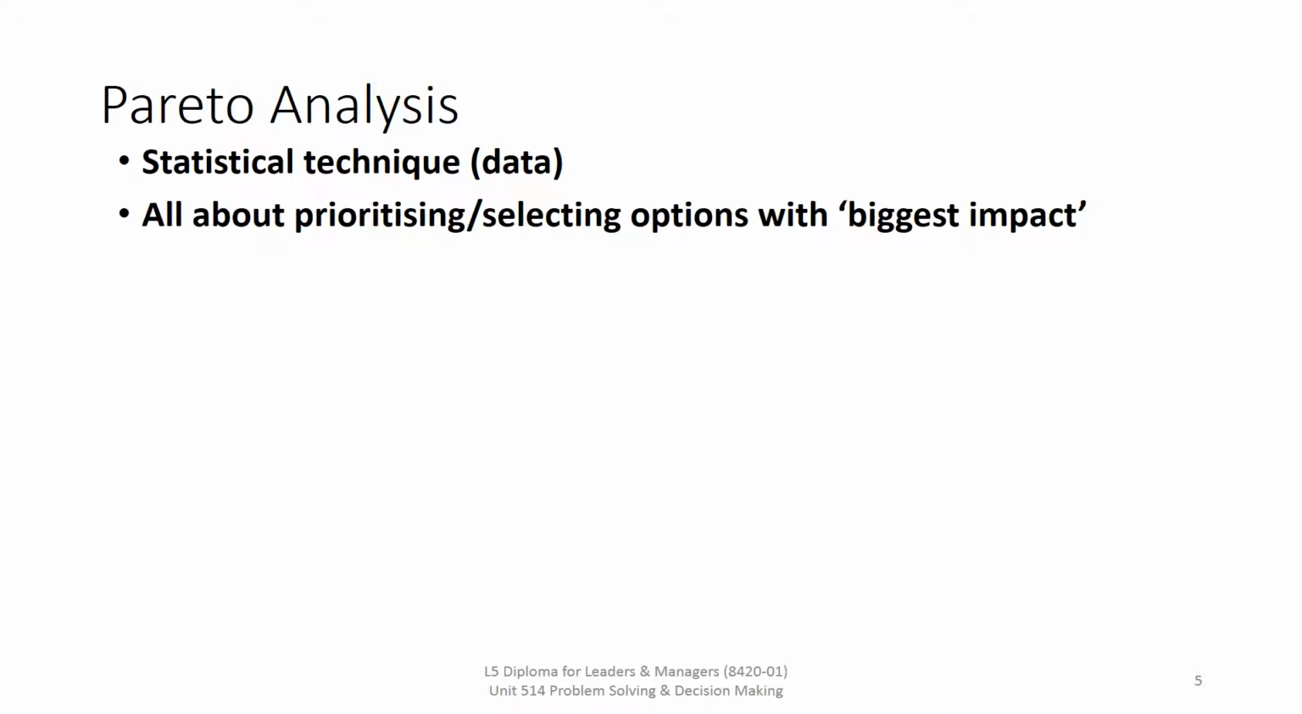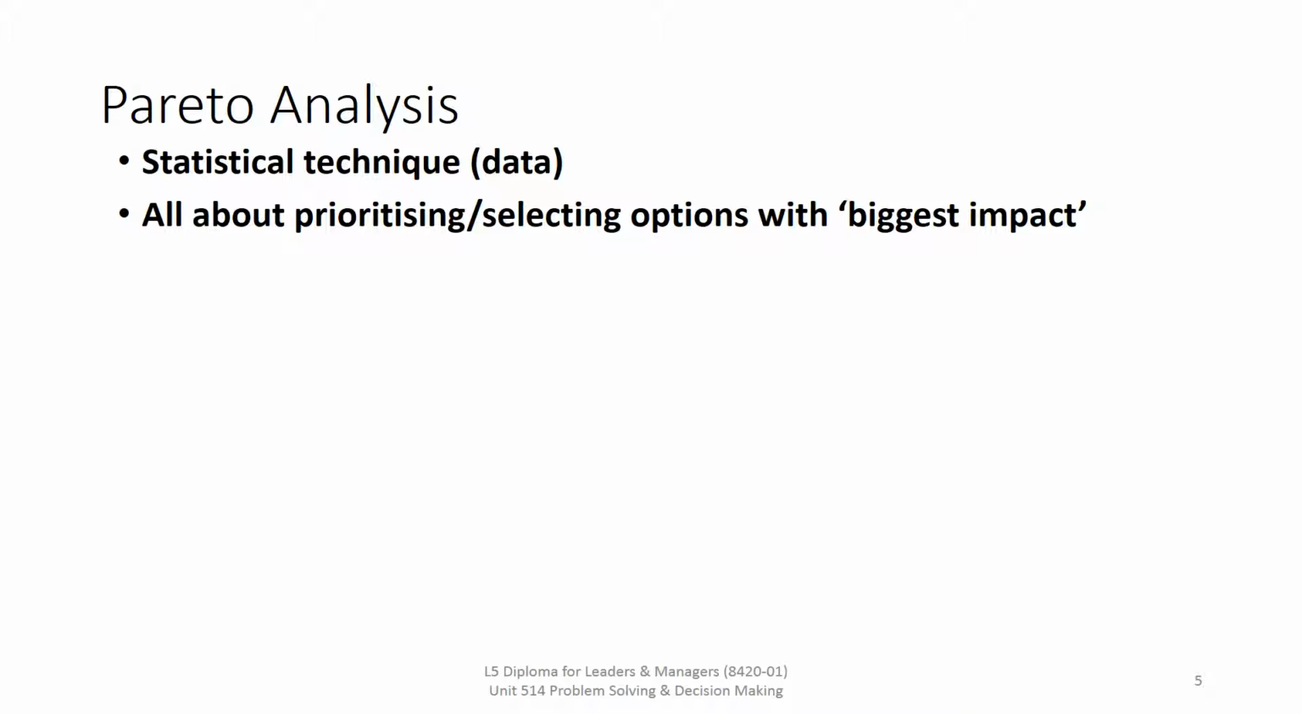So now we'll have a look at Pareto analysis, a statistical technique usually used when we're looking at data. So we've got lots of figures or numbers or reports of something, and it's a way of prioritizing or selecting the best option that's going to have the most impact. So the one that's going to have the biggest impact. What tasks, what things can we do that will have the biggest impact on the objective we're looking at, solving the problem? So what's going to make the greatest difference?